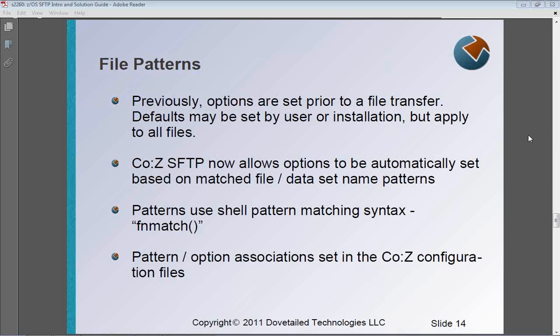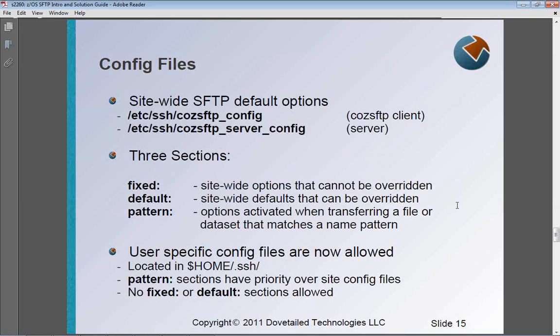It's pretty straightforward. This pattern matching syntax is also equivalent to the C runtime library fnmatch, if any of you have done C programming that use it. The pattern and the options that you want to associate with that pattern are specified in the COSI configuration files. And I want to go to the next chart to talk about those again, so that we can have a little bit of background on how this stuff is done.